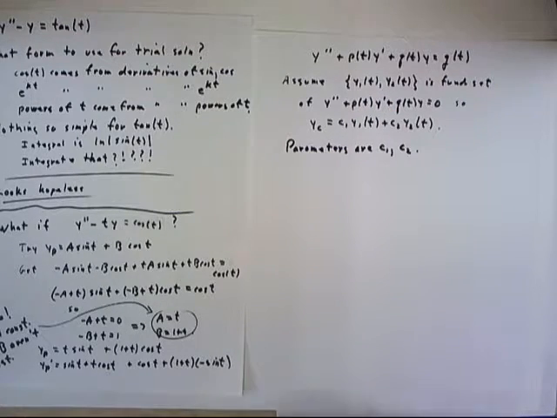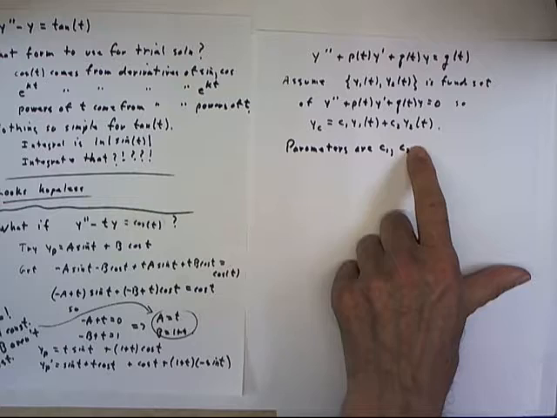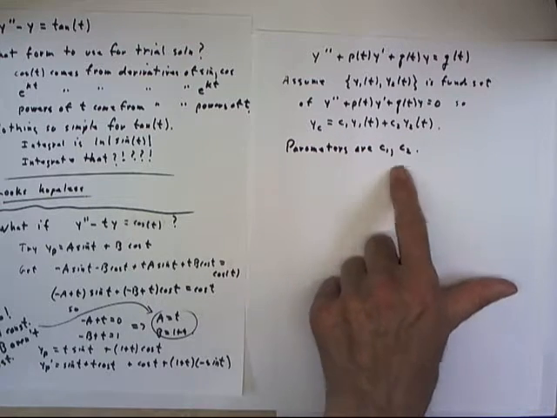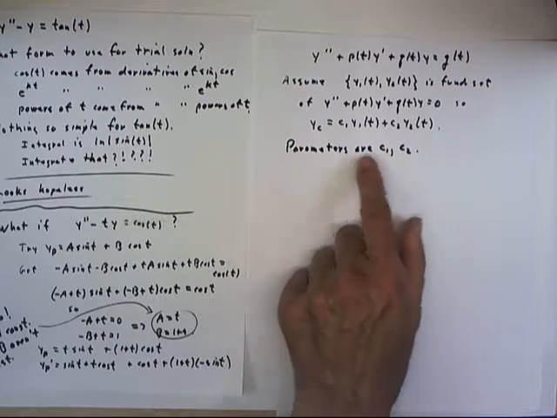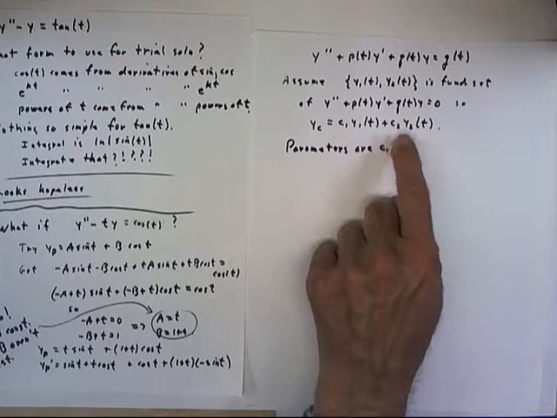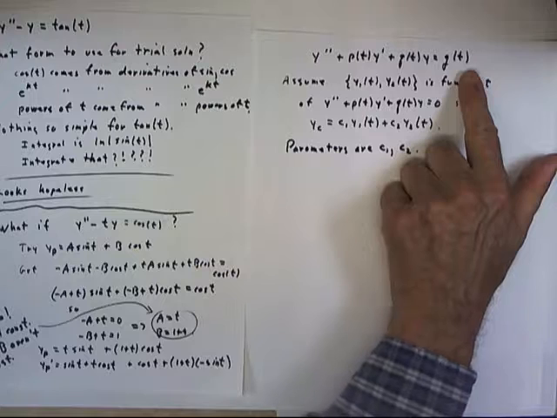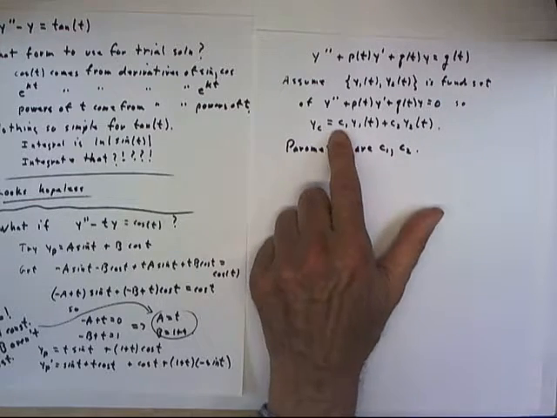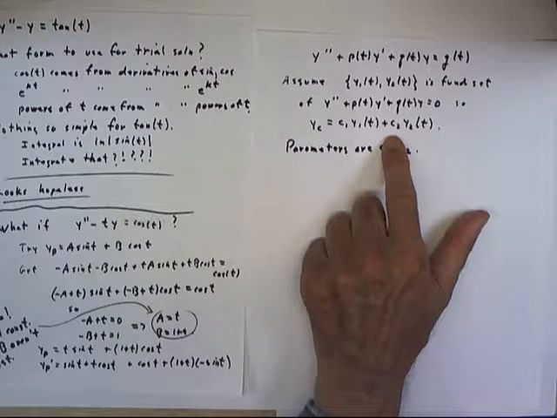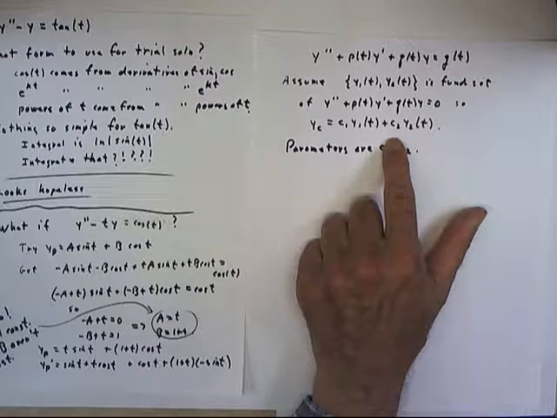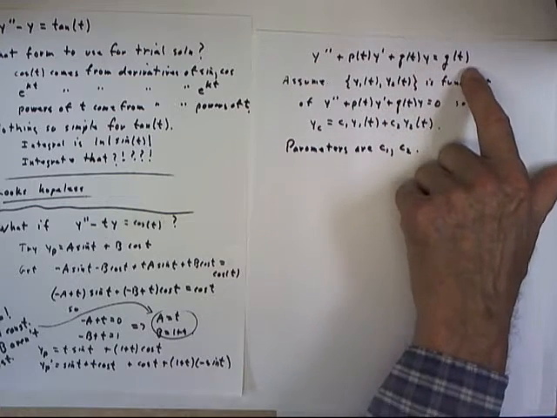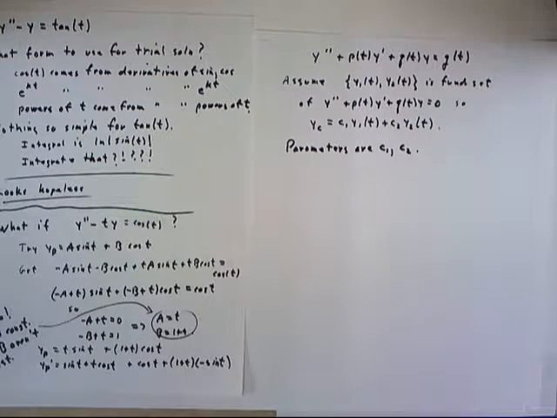Now, this characteristic solution has two arbitrary constants. We call those constants parameters. So the parameters of our characteristic solution are c1 and c2. And what we're going to do is assume that there's a solution to the non-homogeneous equation where instead of using constant parameters c1 and c2, we can use two functions in place of c1 and c2 and somehow manipulate this equation into a solution.